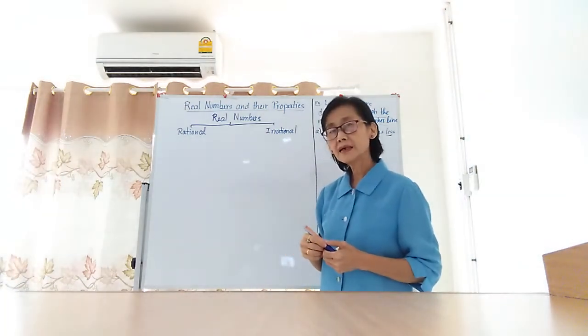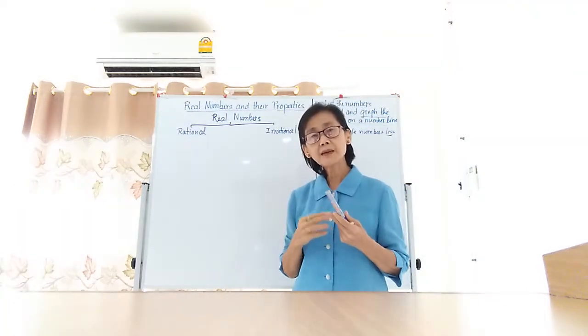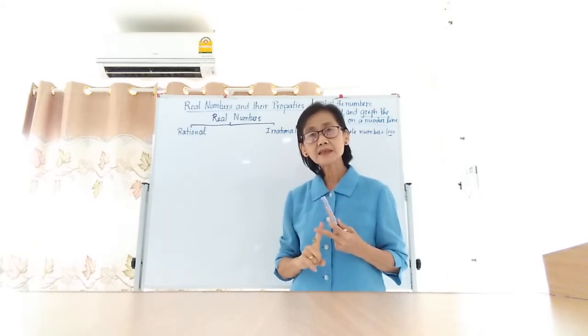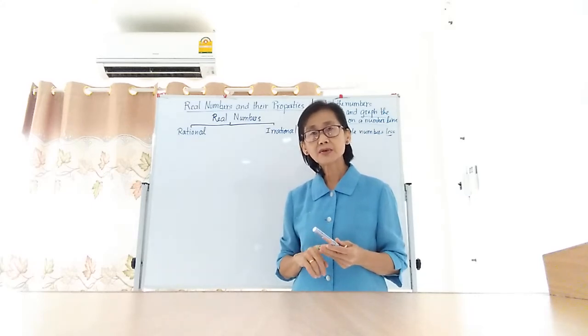Then I will write down what a rational number is. Rational numbers will have three types of numbers. First, integer numbers. Second, whole numbers. And the last one is natural numbers.